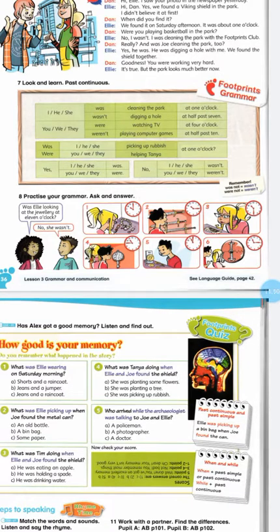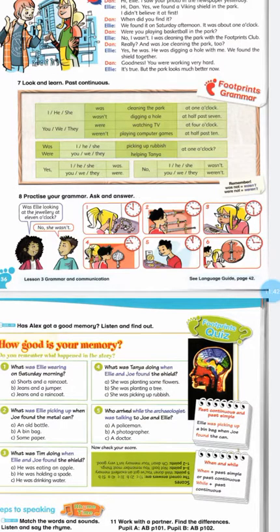The affirmative verb form of the past continuous is was or were plus verb with ing. Was comes with the singular subject, and the verb were comes with the plural subject and the pronoun you. Okay? The negative verb form is was not or wasn't plus verb with ing, were not or weren't plus verb with ing.